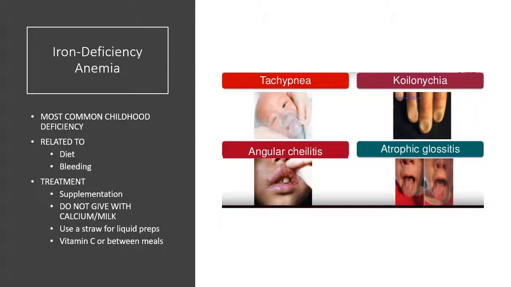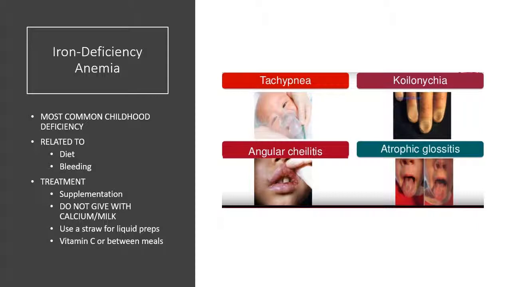Oral is preferred. So ferrous sulfate is iron, and we give it orally 2 to 3 times a day, not with food. So you don't want to give it with calcium, you don't want to give it with milk. You want to give it either with vitamin C or in between meals because it's best absorbed with acid. And if you're going to give liquid iron, you can mix that in orange juice or something acidic with vitamin C, but you want to use a straw because it will stain the teeth.